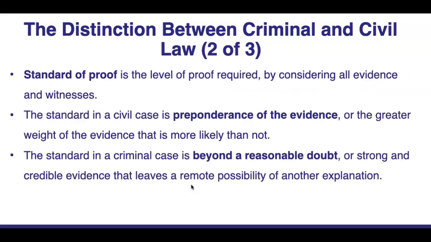So you have to have, in criminal and civil law, a standard of proof. It's the proof required considering evidence and witnesses, right? So your evidence and your witnesses will be considered. The standard in a civil case is preponderance of evidence, and in a criminal case, it's beyond a reasonable doubt. So did the court or a jury find someone guilty beyond a reasonable doubt of what is charged against them?